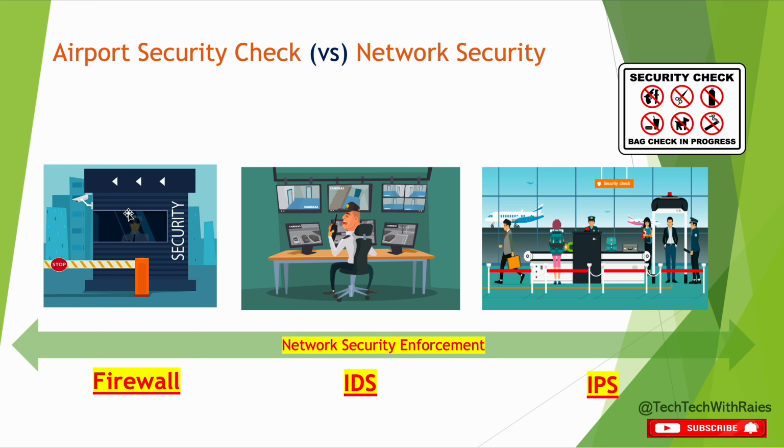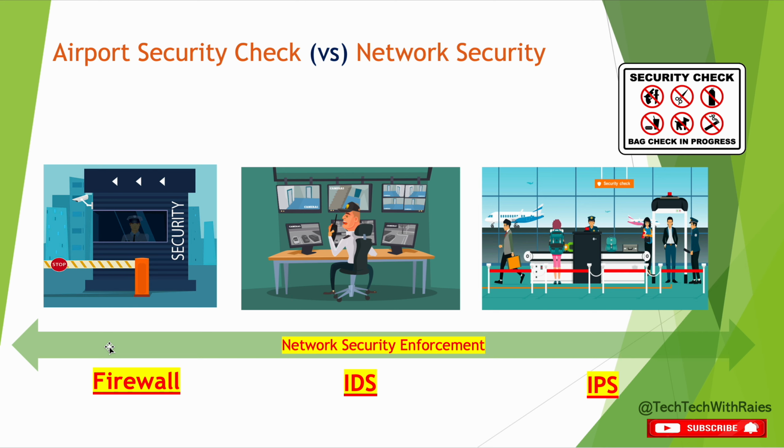The outermost layer of security in the network topology is the firewall. In the network topology, the passive monitoring through CCTV is equivalent to IDS, that is, intrusion detection system. And every passenger's inspection at the airport is equivalent to IPS, which is intrusion prevention system. So these three, firewall, IDS and IPS, are equivalent to this airport security check system.